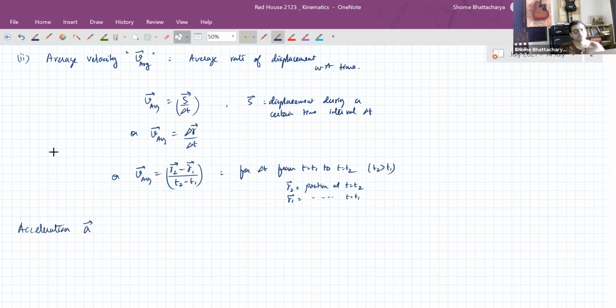So acceleration is rate of change of velocity with respect to time. So just write that down. I'll just be back in a second. Rate of change of velocity.